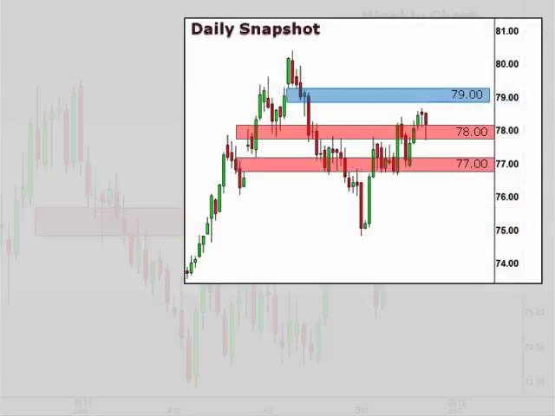Let's take a look at the daily chart. The daily chart reflects the near-term support found at 78 with an upside target for the week sitting at 79.